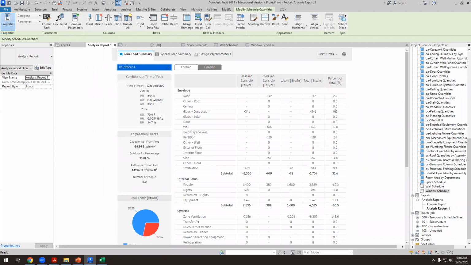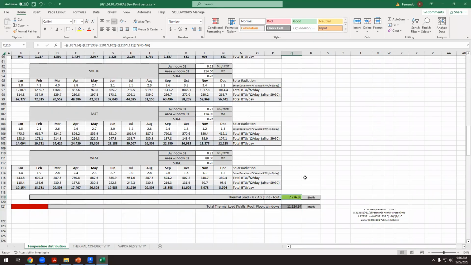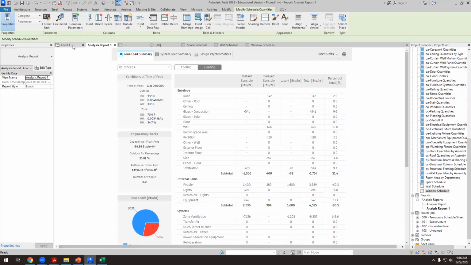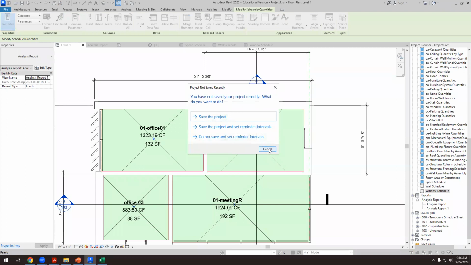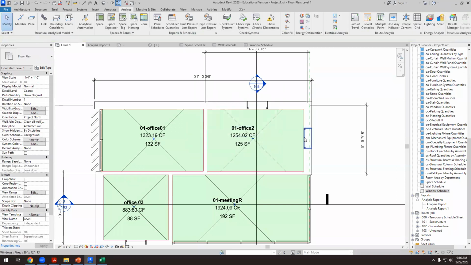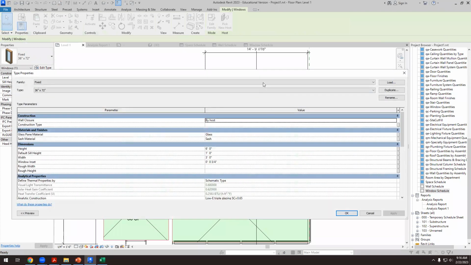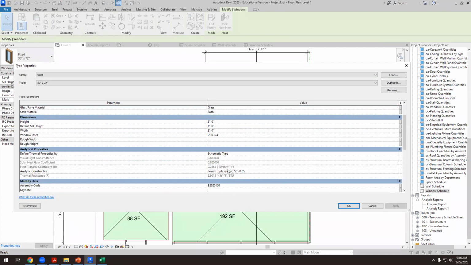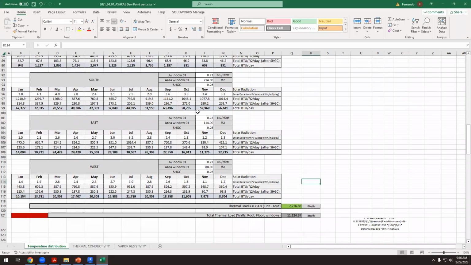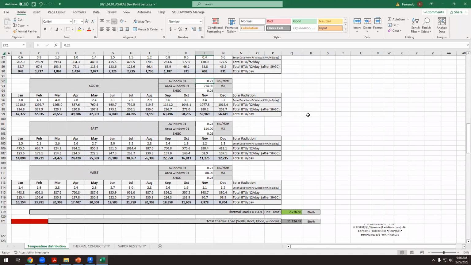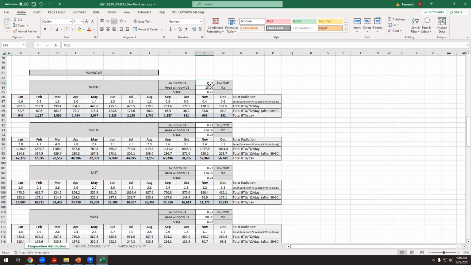Okay, so this is around 11,000. According to this, we have 7,000. Okay, why is that? Because what we have selected in Revit, this low emissivity triple glazing, the U value it's 0.25, and we have selected here 0.23. Okay, so that might explain the difference.